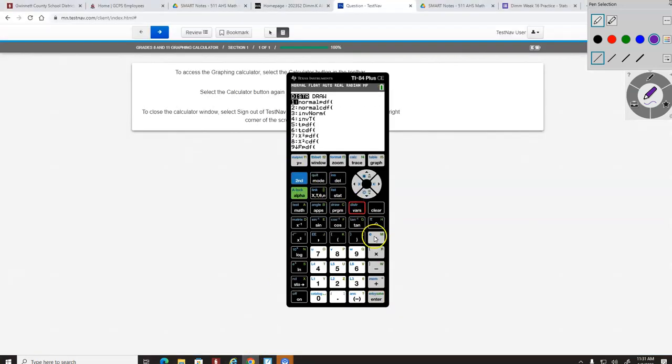Then again, we put it into our calculator. Second vars, second option, enter. Negative million for the lower bound, upper bound is 350. My mean is 250, and my standard deviation is 46. Okay, so I got 0.9851. So that's 98.51%.